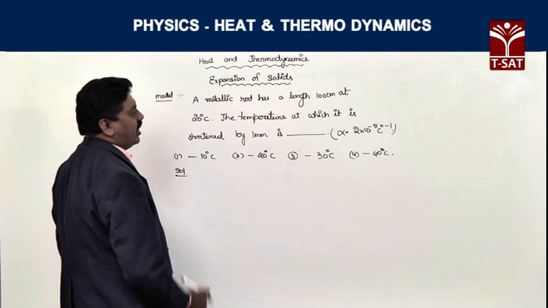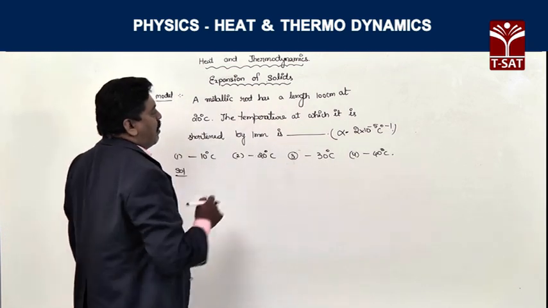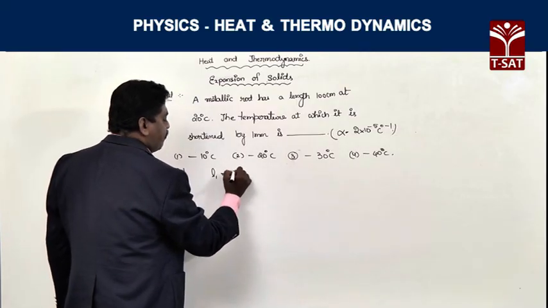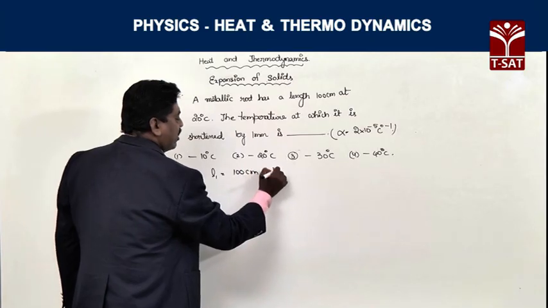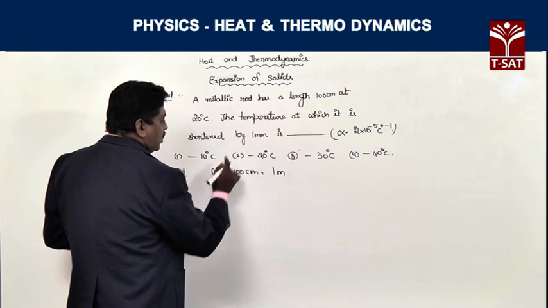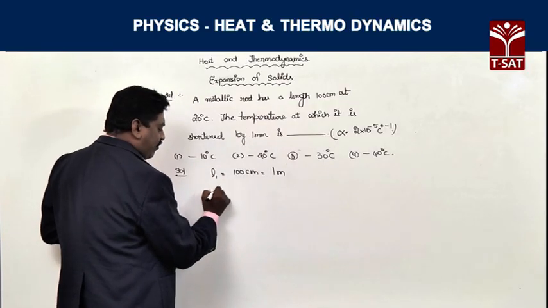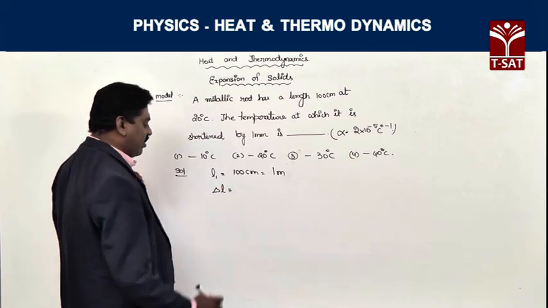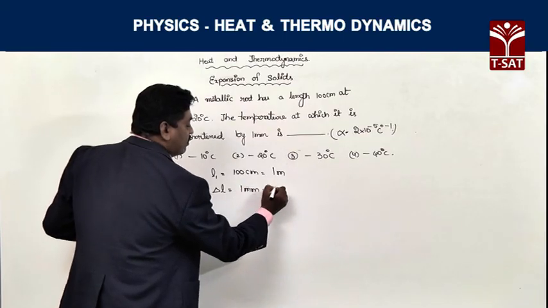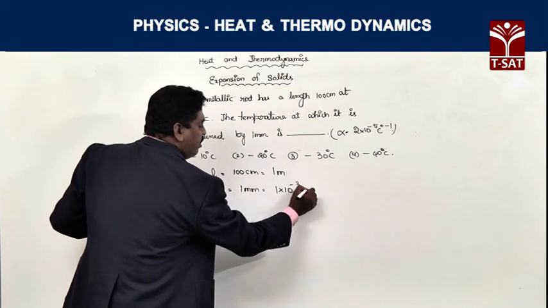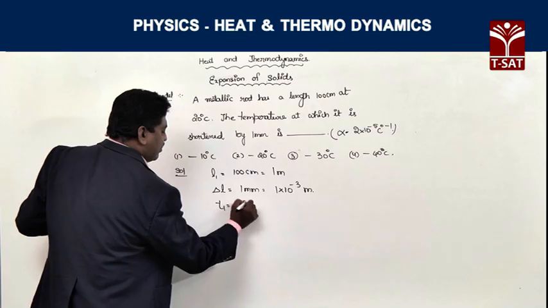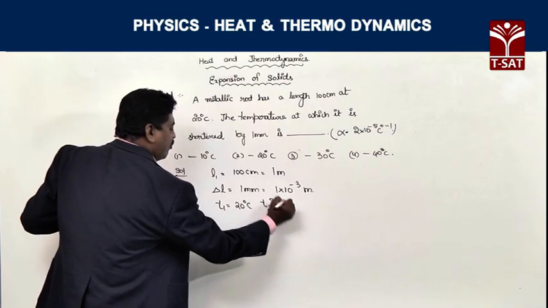Now, let us have the conversion of units at first. Metallic rod is having length 100 centimeters. So, L1 is given as 100 centimeters. It is taken as 1 meter. Shortened by length is taken as delta L, the change in length, that is nothing but L2 minus L1. It is given as 1 millimeter. This will be written as 1 into 10 to the power of minus 3 meters. And initial temperature is 20 degrees Celsius. Final temperature we have to find.